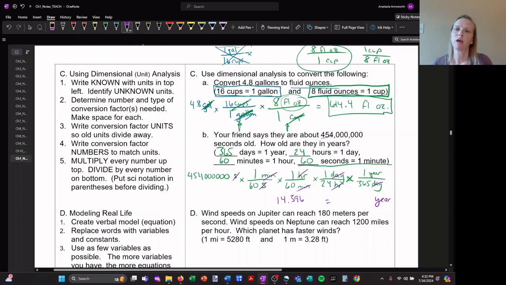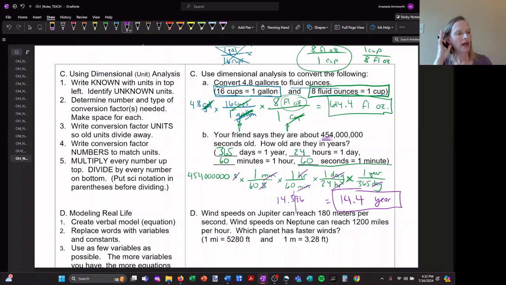Our number just had 3 non-zero digits in it. They didn't say they were exactly 454,226,422 seconds old. They rounded it off. And so we need to round off our answer also to 3 non-zero digits here. So I'm going to round this off to 14.4 years old. And that is my final answer.